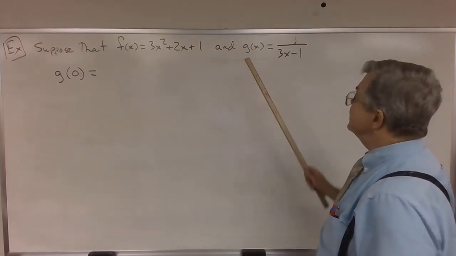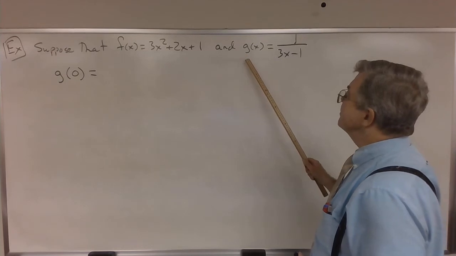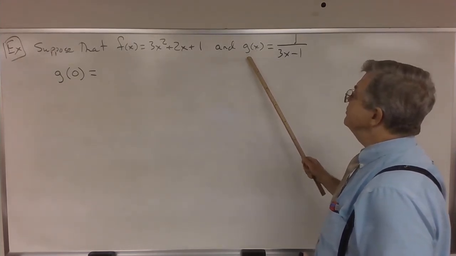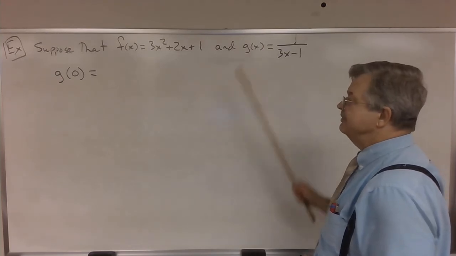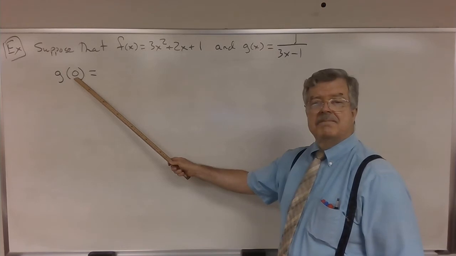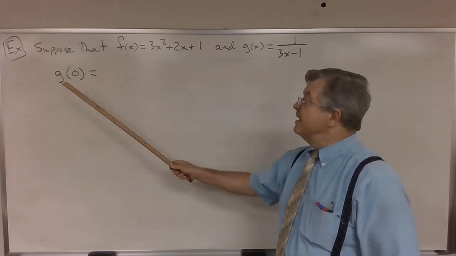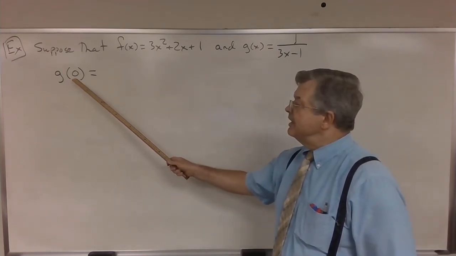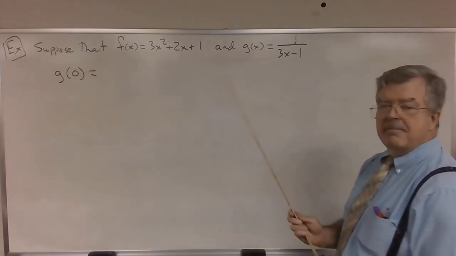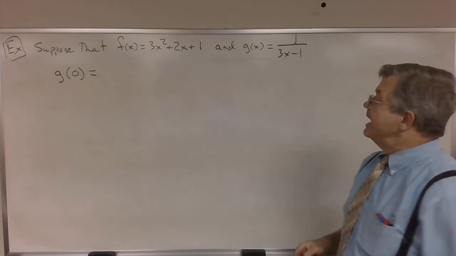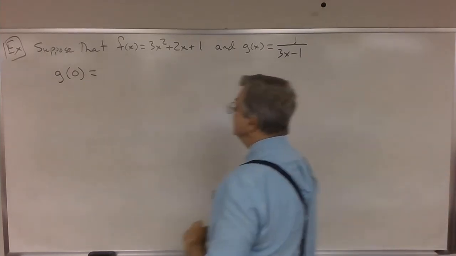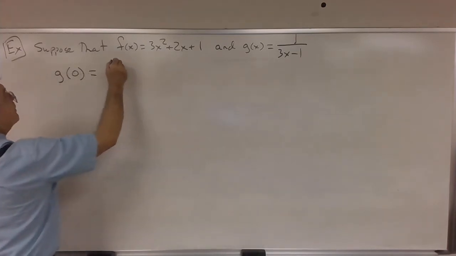Well, here's the definition of g of x. This is g evaluated at x. So this is our model of g, the function. Down here we have g evaluated at 0, which means that 0 plays the role here that x plays up here in our model. So every place up here in our model that we see an x, we're going to put a 0 down here.